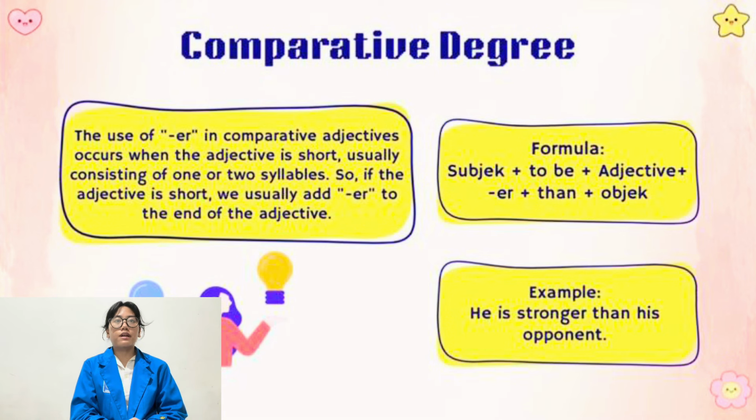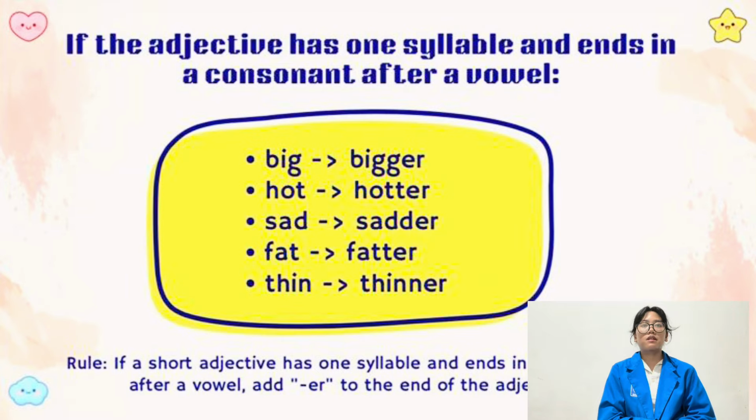Next slide, comparative degree. Comparative degree using er. For short adjective, we usually add er to the adjective. Formula, subject plus to be plus adjective plus er plus than plus object. For example, he is stronger than his opponent. Other example, taller, smaller, and faster. This form is commonly used with one syllable adjective. Next slide.